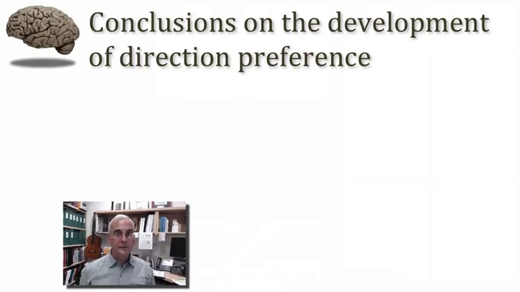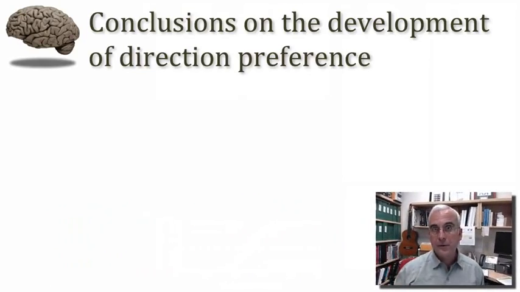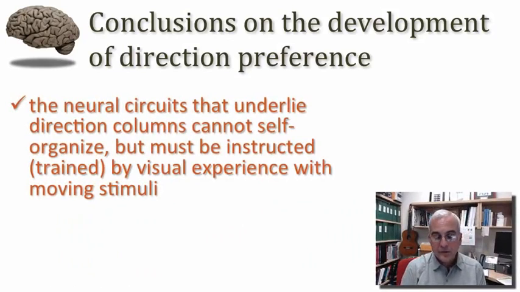So what has this taught us about the role of visual experience in the development of direction preference? Well, what we've learned is that the neural circuits that underlie direction columns don't seem to have the capacity to self-organize in the way that those circuits that were responsible for orientation columns self-organized. Rather, the differentiation of those circuits to compute direction selectivity must be instructed by the presence of a visual stimulus.